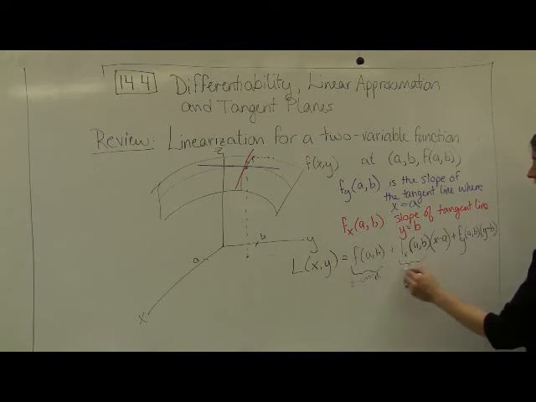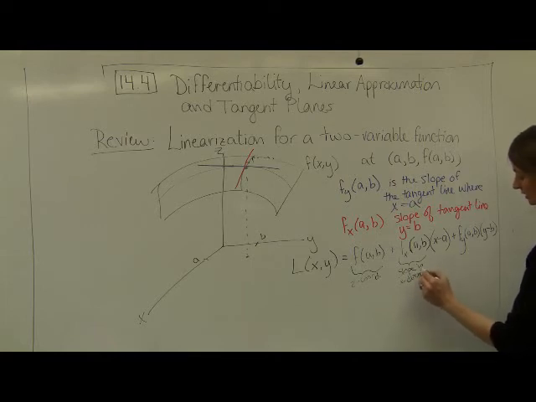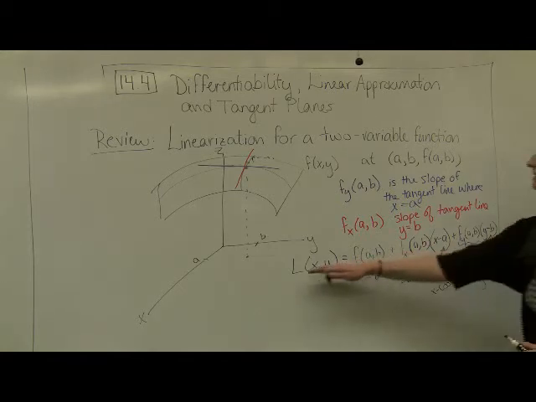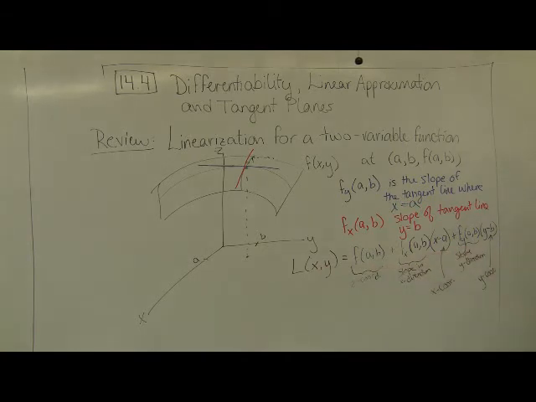Our f sub x is the slope in the x direction. Our f sub y is our slope in the y direction. And then I'm subtracting out the x-coordinate of our point that we decided to fix our linearization at, and the y-coordinate of the point that we decided to fix our linearization at. All of these pieces together are exactly our formula for a linearization.